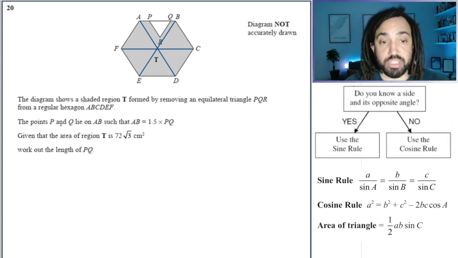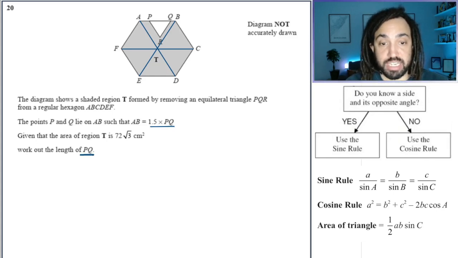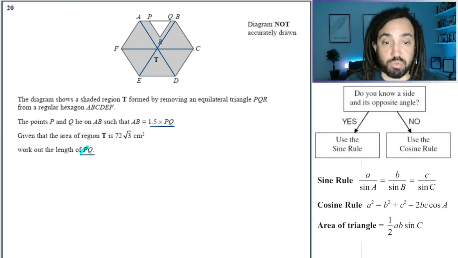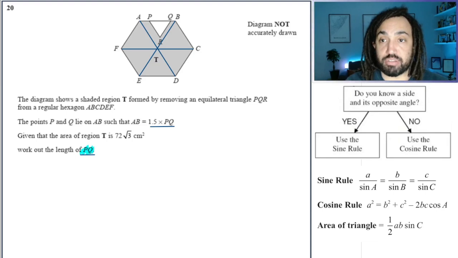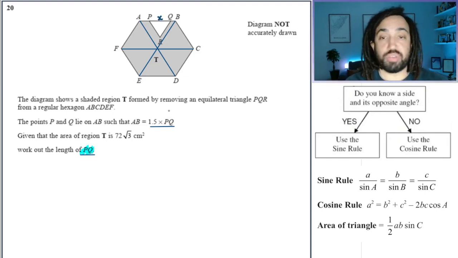Okay, it says that points P and Q lie on AB such that AB is equal to 1.5 times PQ. We know the area of the shaded area, and it says find the length of PQ. So because we're trying to find the length of PQ, we might as well make PQ the variable, or the unknown, should I say. And let's just call that X.